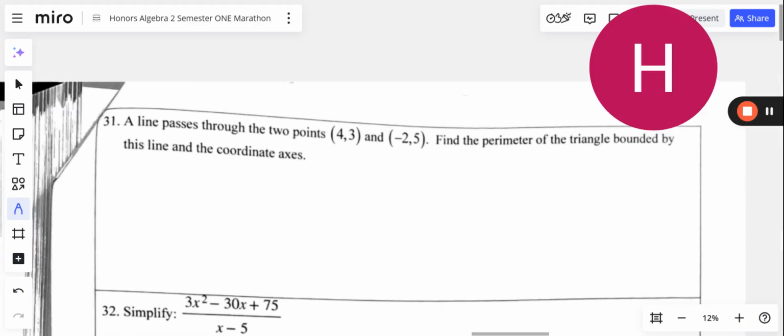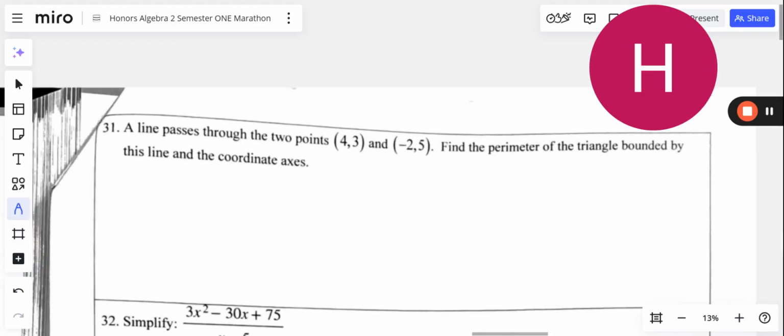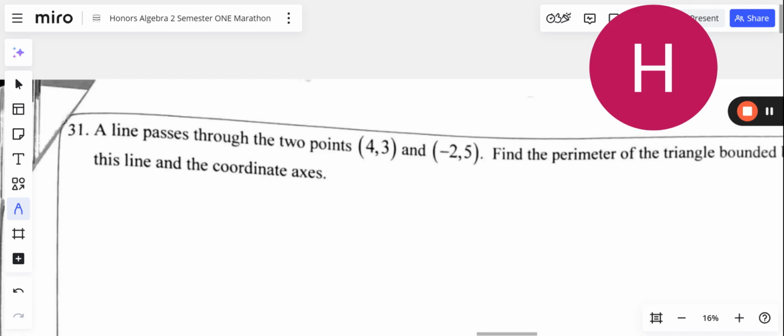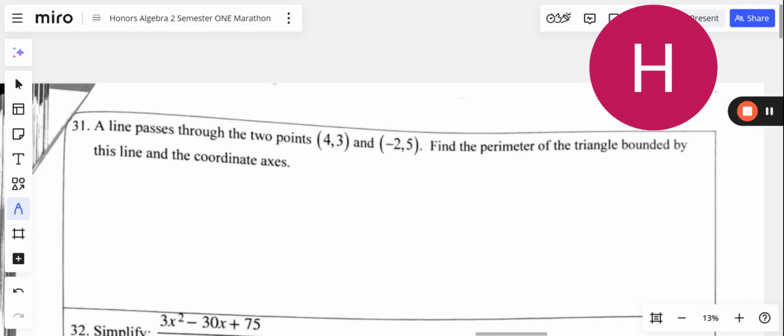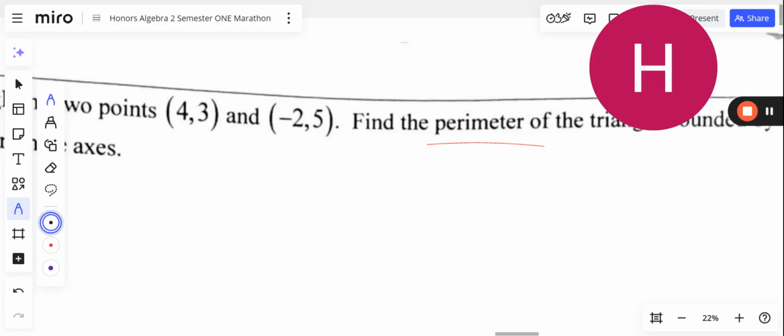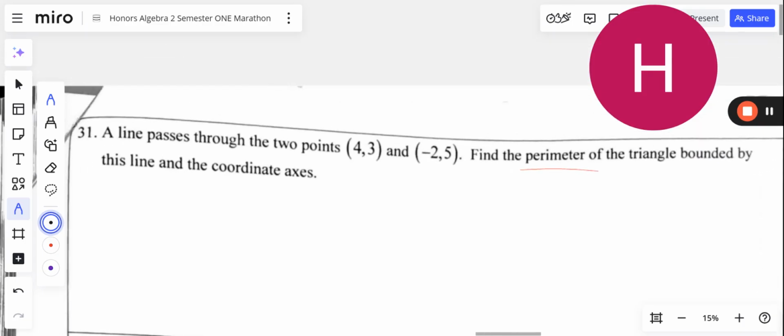We still have a little bit more with a line, apparently. I didn't realize that. We have another question about a line. A line passes through the 2 points (4, 3) and (-2, 5). Find the perimeter of the triangle. Okay, now we're getting into some applications here. The perimeter is just adding up all the side lengths, but we need to know what the side lengths are. So it's the perimeter of this triangle, which is bounded by this line and the coordinate axes.